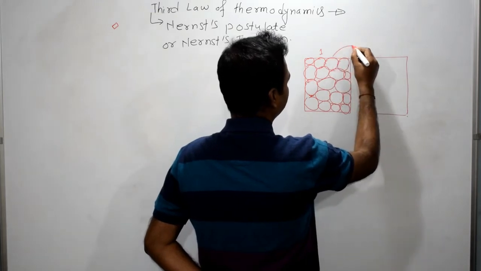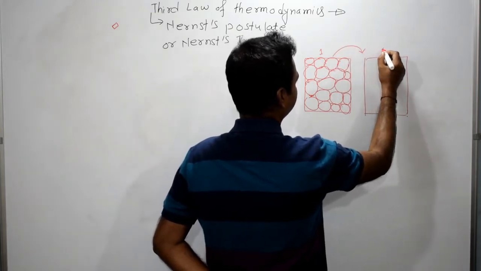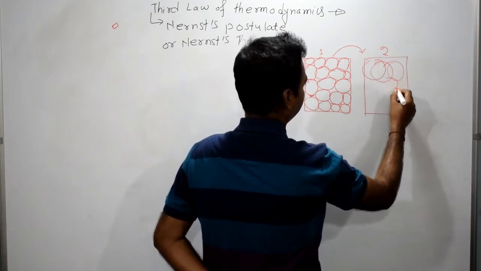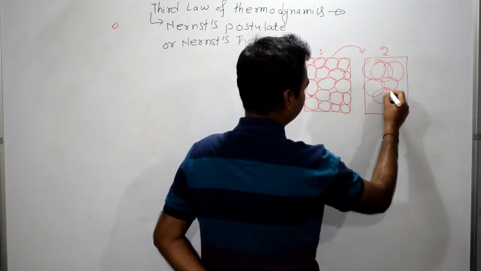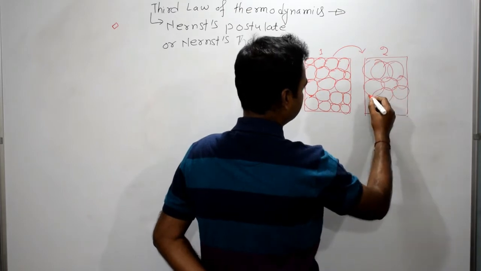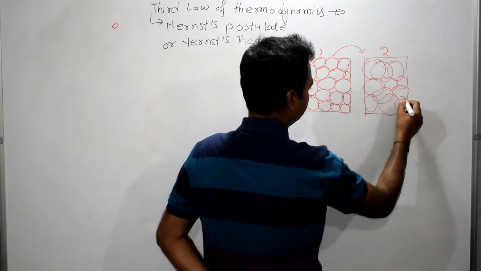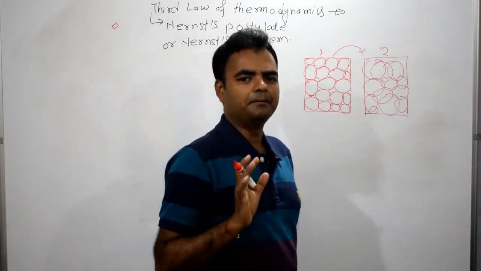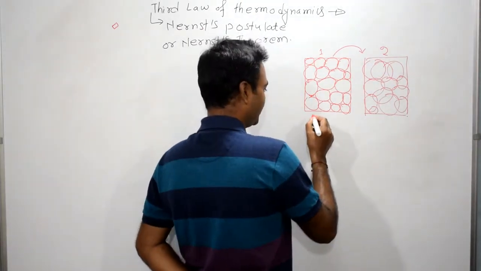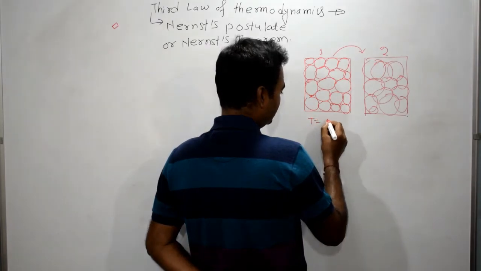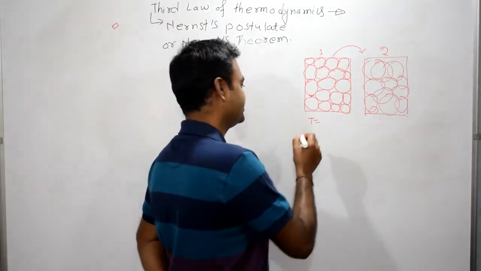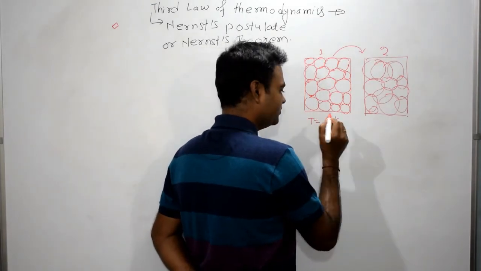Whenever we increase the temperature of case 1, we get case 2. For case 2 it will be like this, because we are increasing the temperature, so there will be jumble. For case 1, let me tell you, the temperature is equal to absolute temperature. What is the meaning of absolute temperature? That is, the temperature is 0 Kelvin.